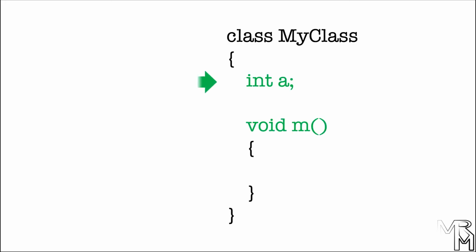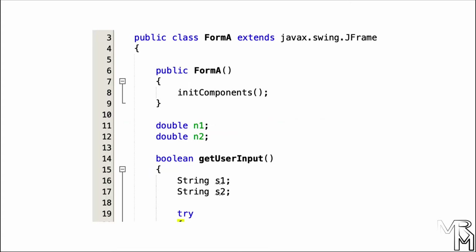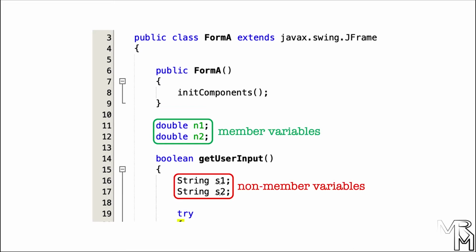A class member is a variable or method that belongs to the class. Know that only variables declared directly inside a class are members of that class. In other words, a variable declared inside a method of the class is not a member of that class. In NetBeans, member variables are green, while non-member variables are black. Now, if this doesn't make much sense to you, please refer to the previous videos before proceeding with this one.